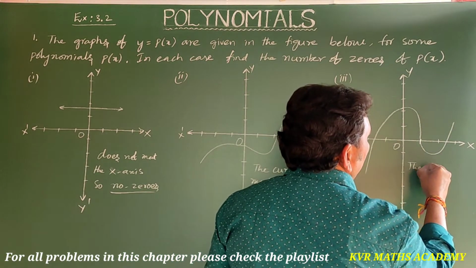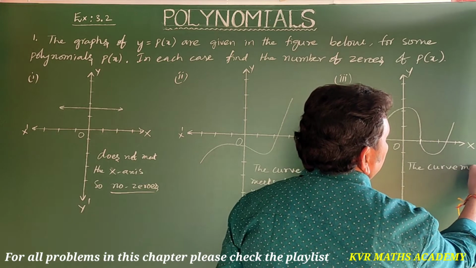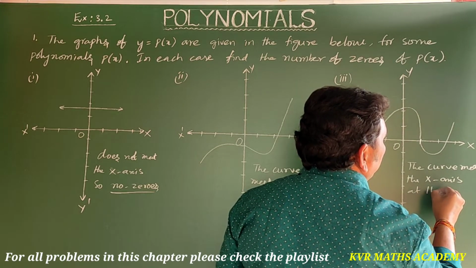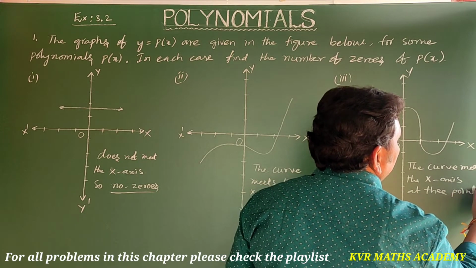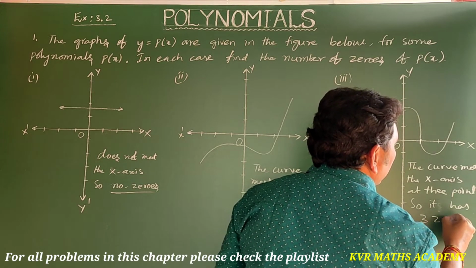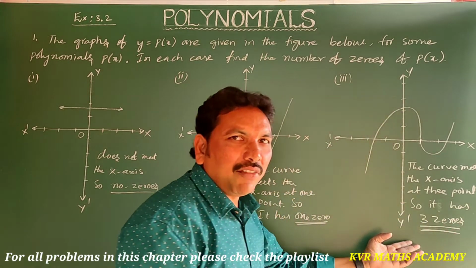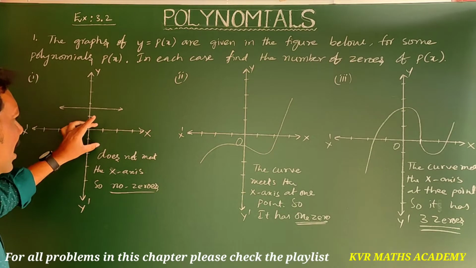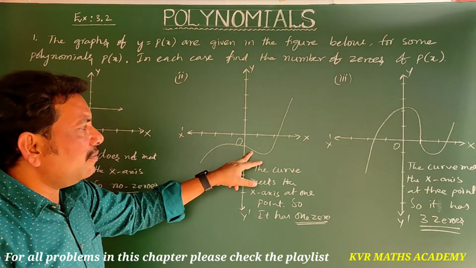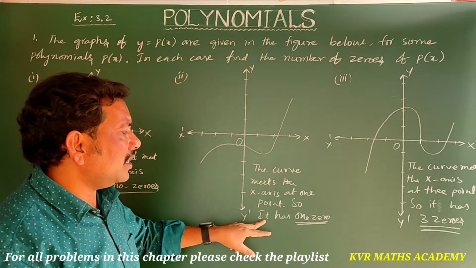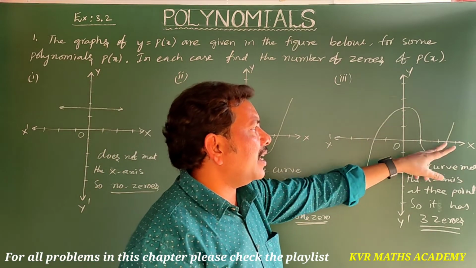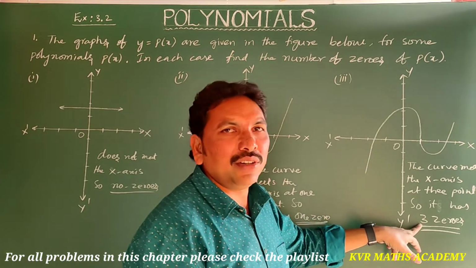Write down: the curve meets the x-axis at 3 points, so it has 3 zeros. Have you understood clearly? The first curve does not meet the x-axis, so it has no zeros. The second curve meets the x-axis at only 1 point, so it has only 1 zero. This curve meets the x-axis at 3 points, so it has 3 zeros.